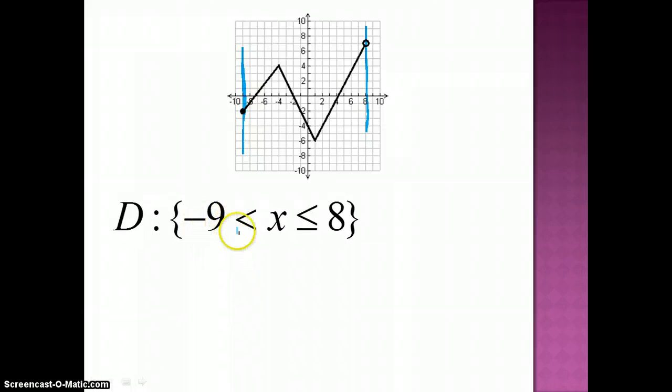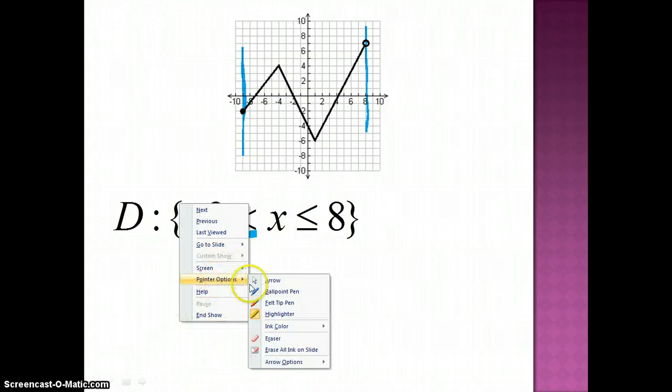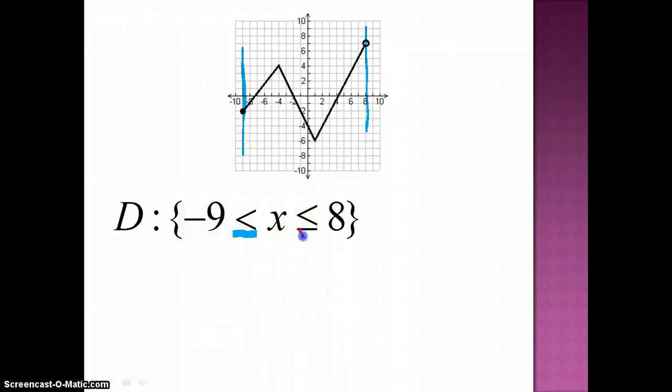At -9, it's a closed circle, so there should have been a line underneath. And at 8, it's an open circle, so there shouldn't have been this line underneath here. So that line should not be there. There should have been a line under the -9 though.